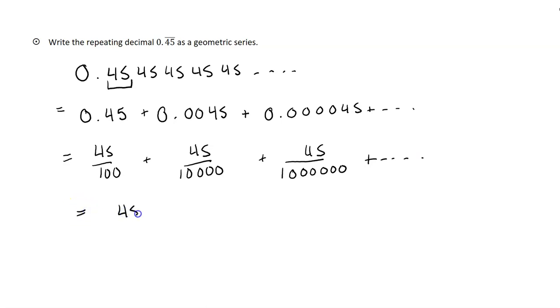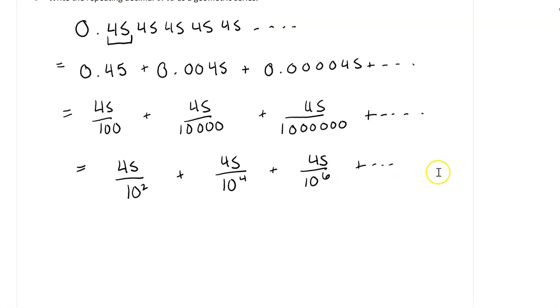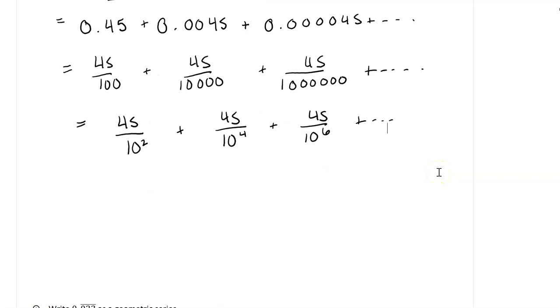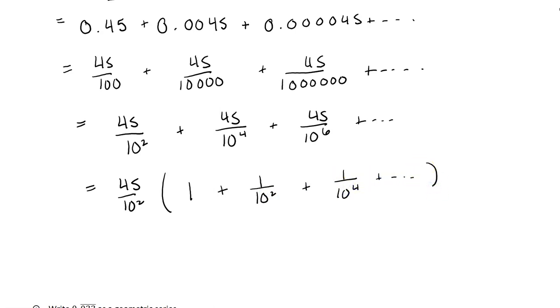And I'm going to write that as powers of 10. So that'll be 10 squared plus 45 over 10 to the 4th power plus 45 over 10 to the 6th power, so on and so forth. Okay, now one thing that I can do here, I notice all of these have 45 over 10 squared in common, so I'm going to factor that out. And I would have 1 plus 1 over 10 squared plus 1 over 10 to the 4th, and so on and so forth.